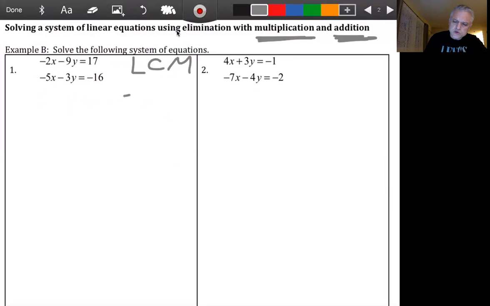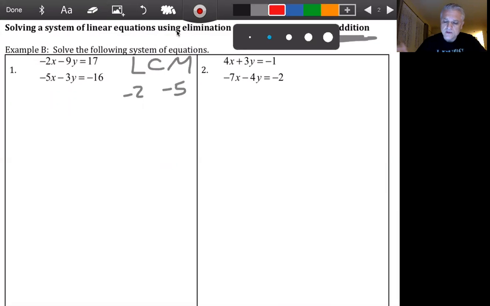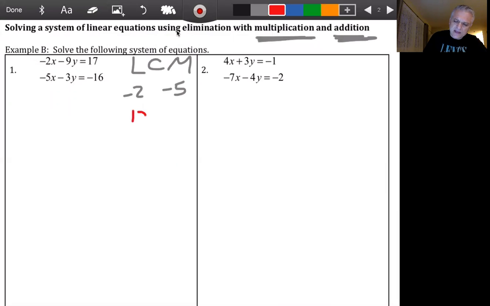So if I have a negative 2 and I have a -5, what is the lowest common multiple for those two numbers? In other words, the smallest number preferably that -2 will multiply evenly into, and -5 will multiply evenly into. Hopefully you're saying 10. Now, I would like for one of the two terms to have a 10x and the other term to have a -10x, because then when we add them, they cancel. They are eliminating the x.